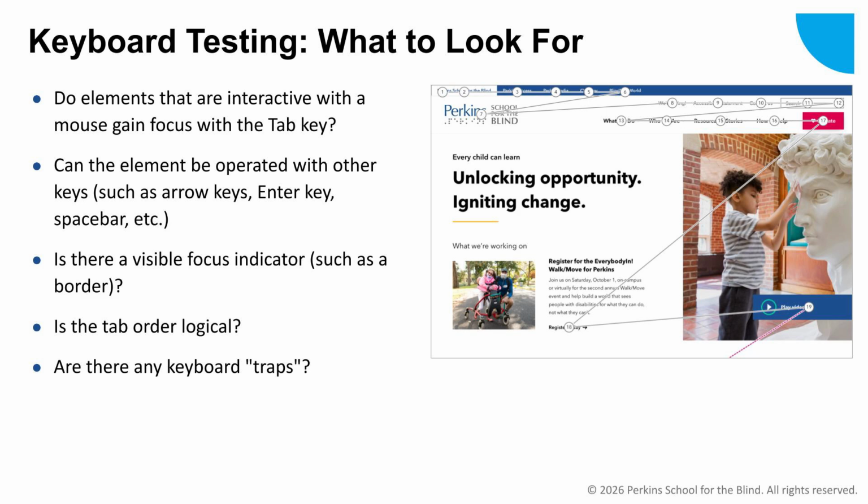Here are some things to look for when keyboard testing. Do mouse interactive elements gain focus with the Tab key? Can elements be operated with other keys, like arrow keys? Is there a visible focus indicator on every interactive element? Is the tab order logical? Finally, are there keyboard traps, areas you can enter but can't exit with just the keyboard? These are key things to check.